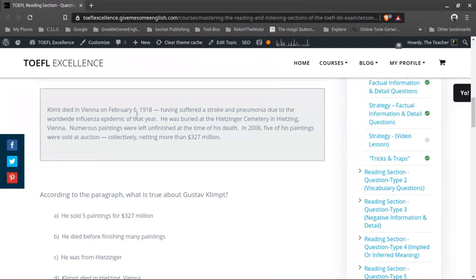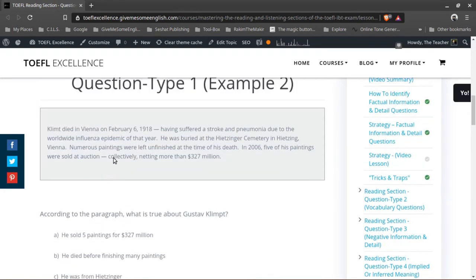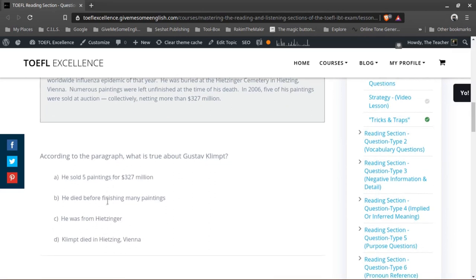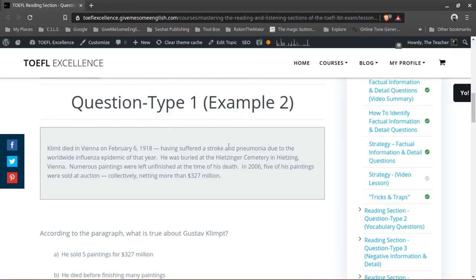Klimt died in Vienna on February 6, 1918, having suffered a stroke and pneumonia due to worldwide influenza epidemic of that year. So here, we have the effect first and the cause second. So this is a classic example of a complex sentence structure, by having the effect first and the cause after. So that could cause you, when you're looking for the answer choices, maybe there's a keyword in the second half and you read that and realize that you have to go back to the beginning and read the whole thing.